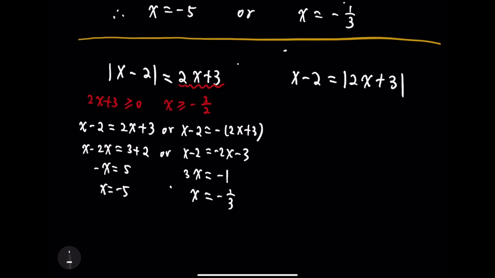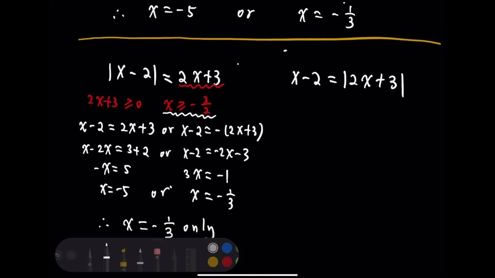Then don't forget we have the condition that x has to be bigger than or equal to negative 3 on 2. So I have two answers, x equals negative 5 or x equals negative 1/3. By considering the condition x bigger than or equal to negative 3 on 2, my only answer is x equals negative 1/3, because negative 5 is not bigger than or equal to negative 3 on 2. So that's the difference between the second type and the last type. We have extra conditions.